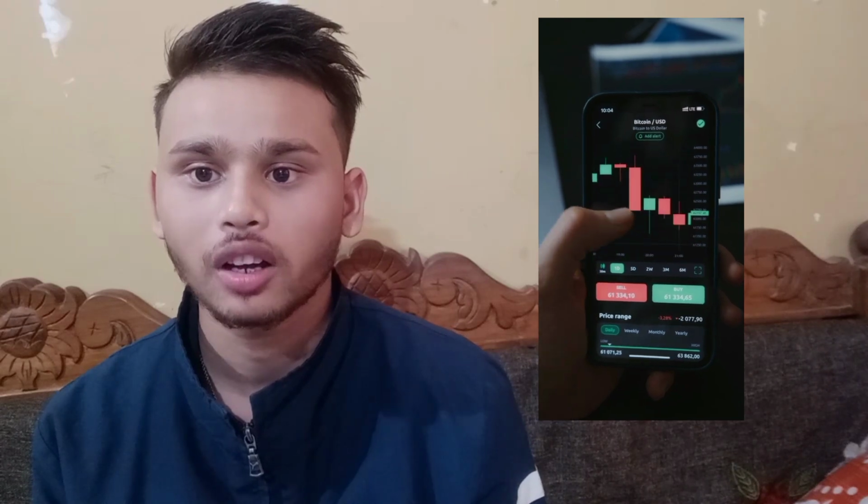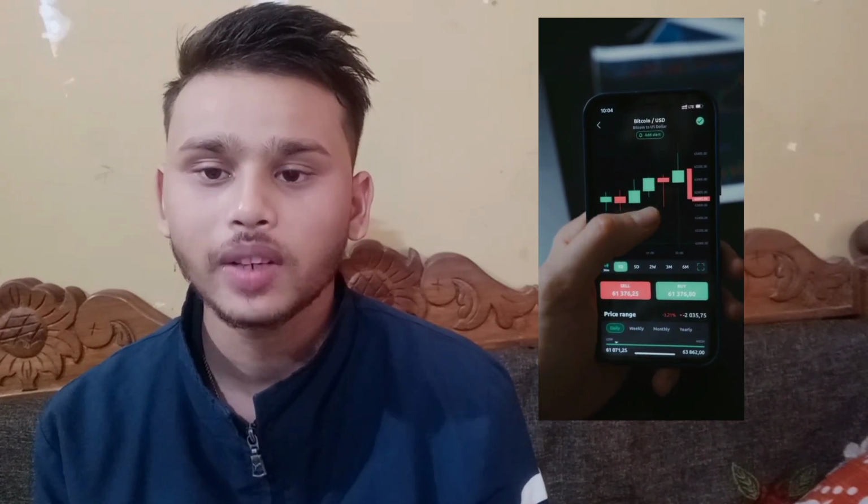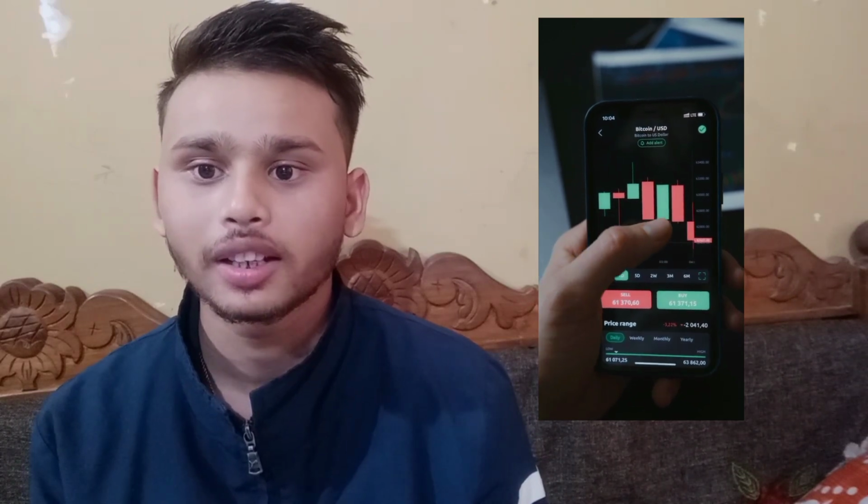Let's discuss how to start a stock market account in any stock brokerage app so that we can start our stock trading and investing in it. Firstly, we'll have to install any stock brokerage app from the Google Play Store or Apple Store, like Groww, Upstox, etc. After installing it, we have to create our account.